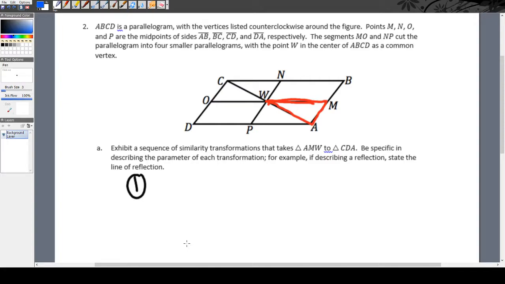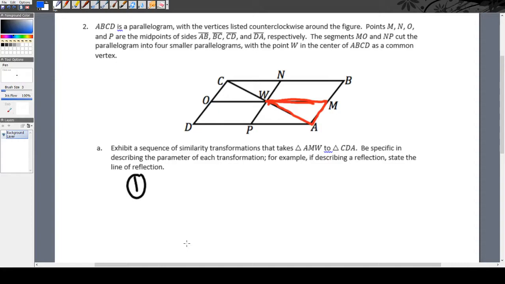To get us started, I drew the triangle that we're moving, triangle AMW, in red. For the transformation I'm going to do, I'm going to draw the rest in blue. So, how can we start this problem out? Well, an easy way, in my opinion, to start is if we rotate. Well, how are we going to rotate? I'm going to rotate with center W.